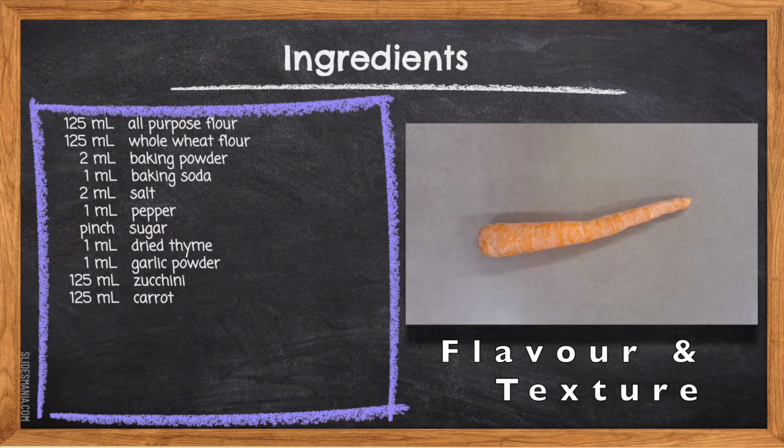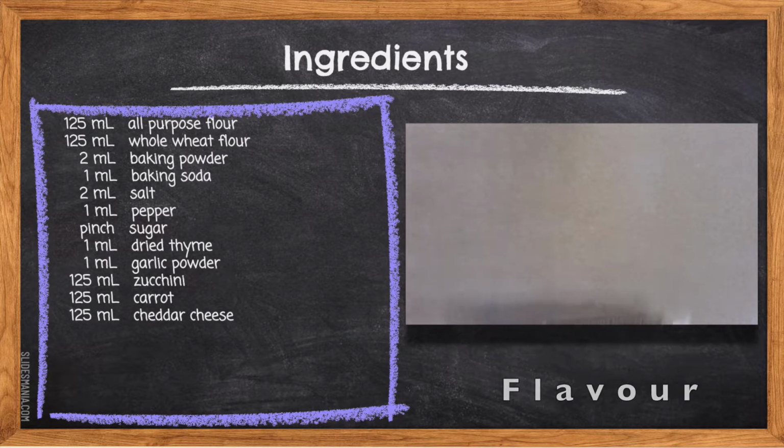125 milliliters of carrot. Carrot is an excellent way to add flavor and texture to our muffin. Carrots are a great source of vitamin A. Eating a lot of carrots has been known to improve eyesight, especially night vision.